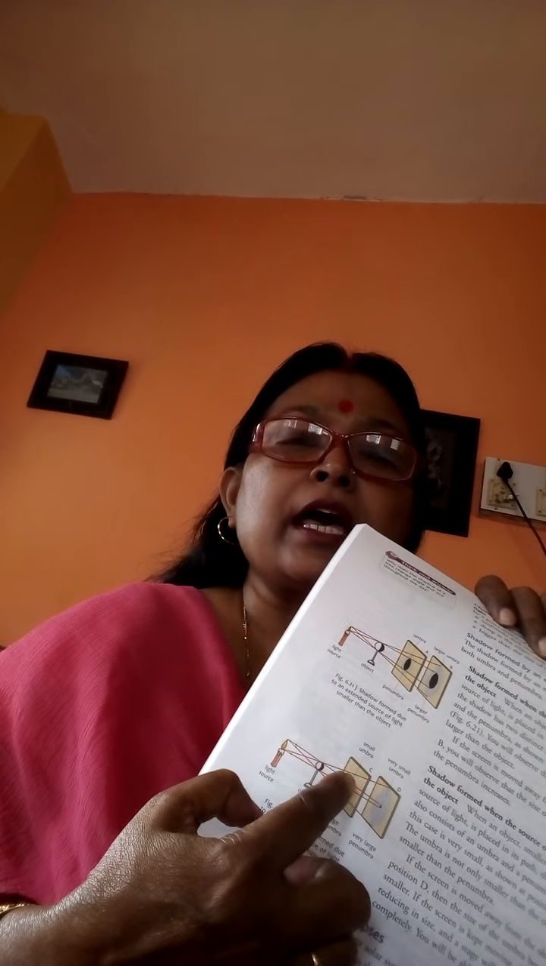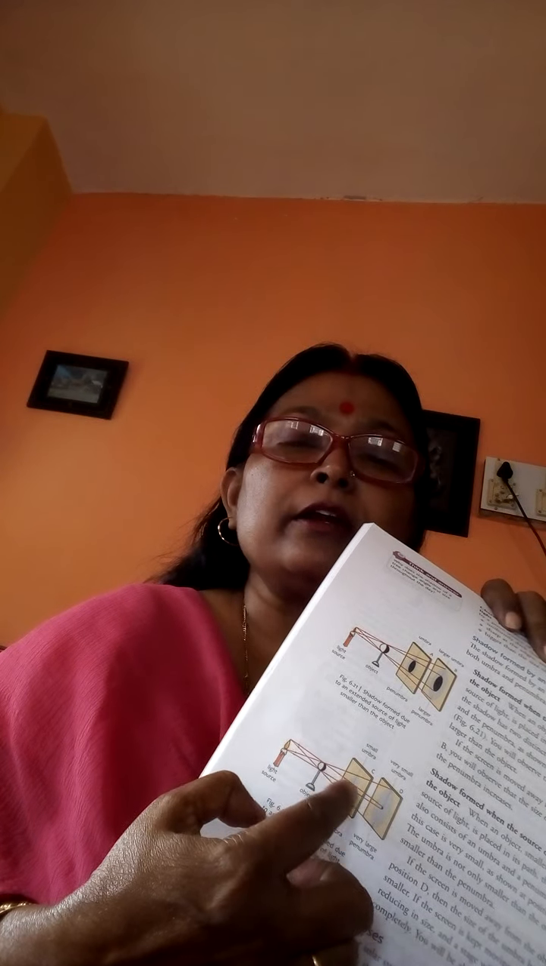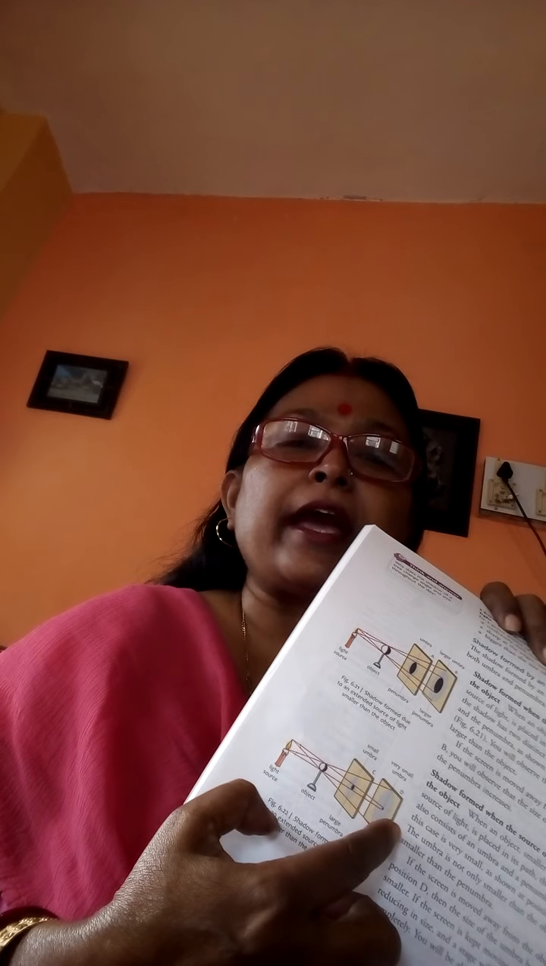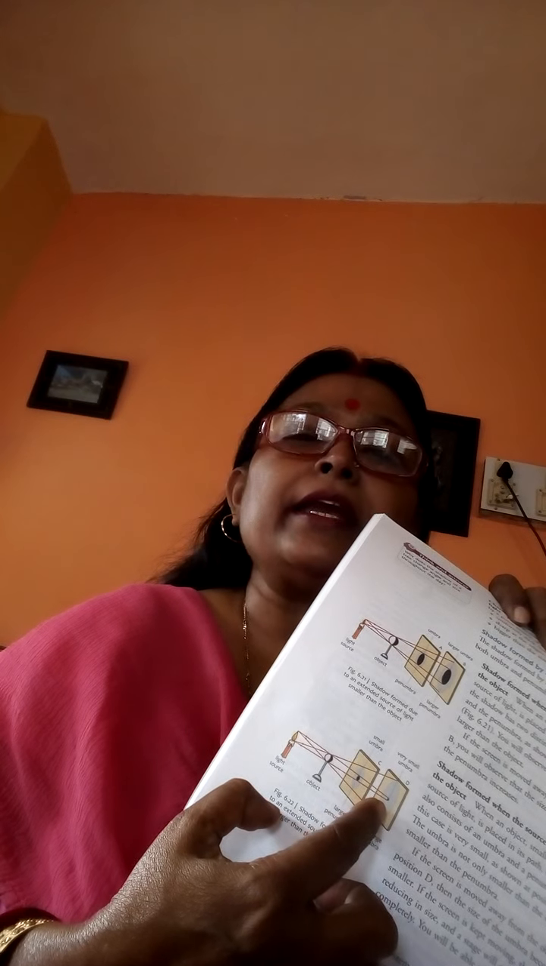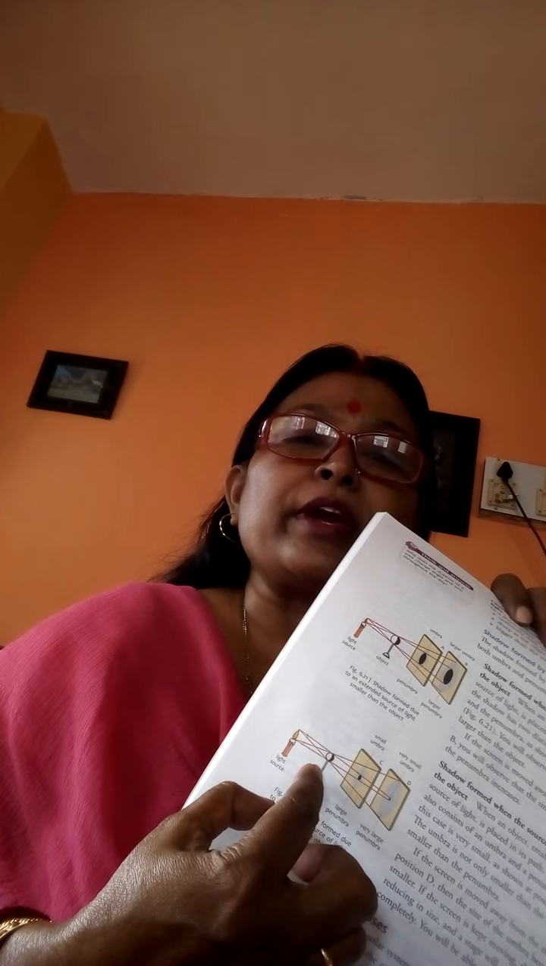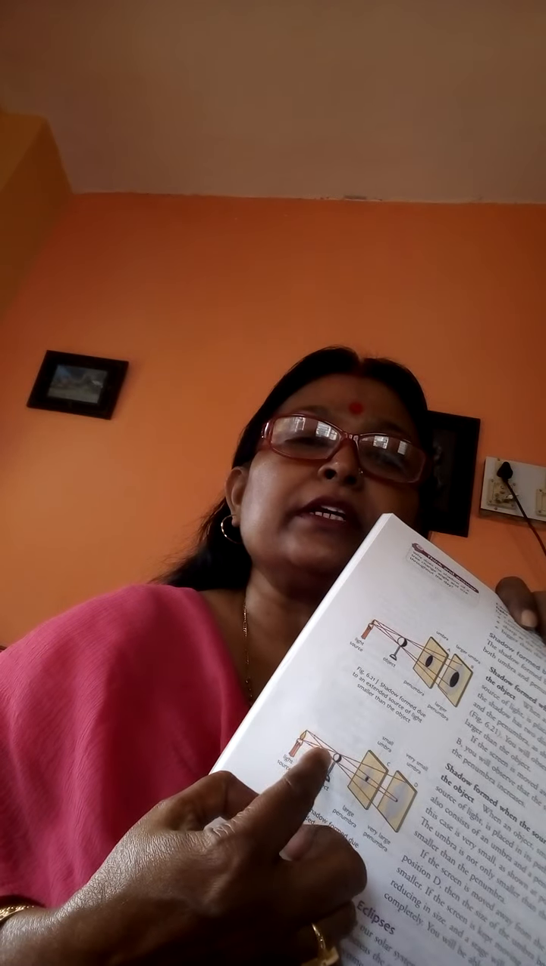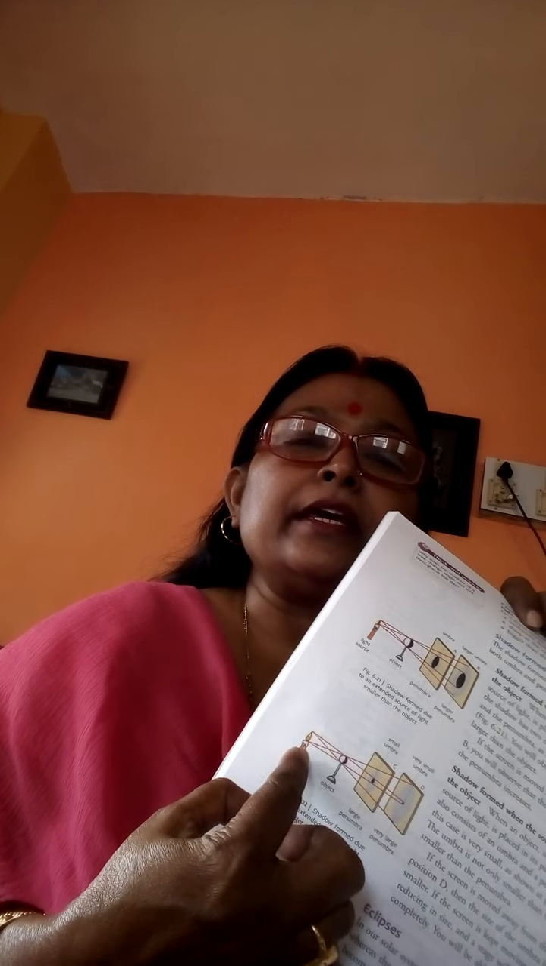The shadow formed when the source of light is larger than the object. When the source of light is larger than the object, then what type of shadow will we get? You see that the umbra part is smaller, and when we take the screen away from the object, the umbra part decreases again. So when the source of light is bigger than the object, then the umbra part is smaller than the penumbra part.